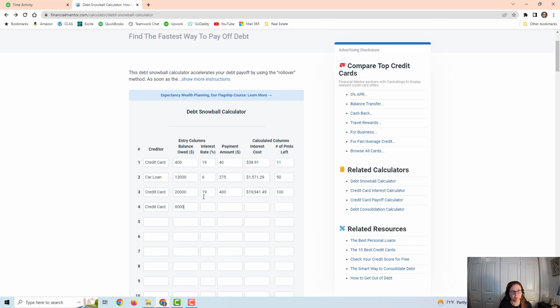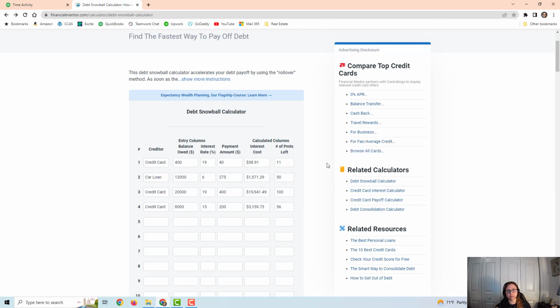So let's just put in a smaller balance with a smaller interest rate. So if you had an $8,000 credit card with a 15% interest rate, your payment was $200 a month, that would be over $3,000 in interest. And it would take 56 months to pay that off.